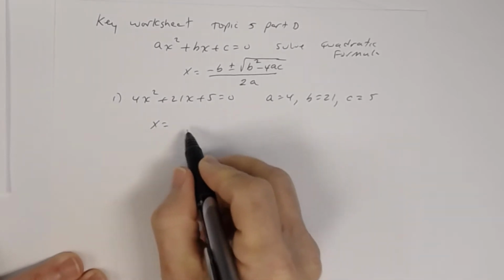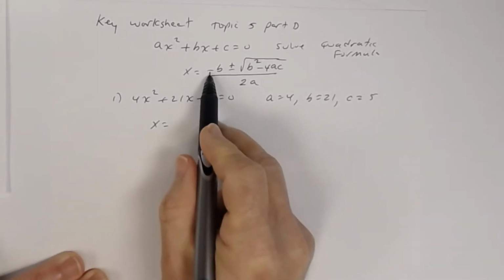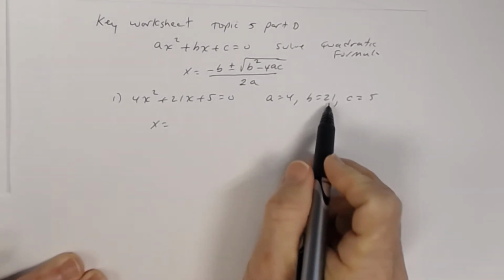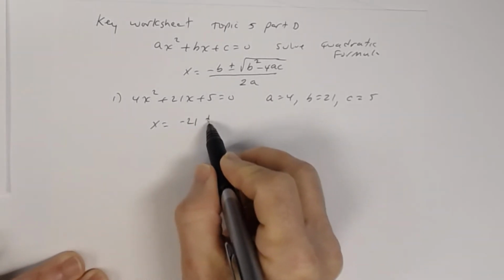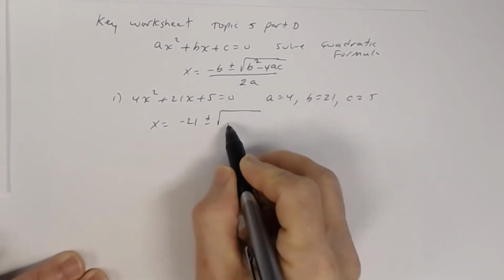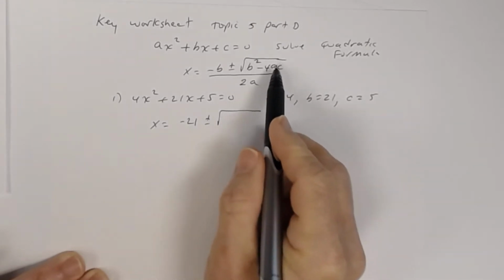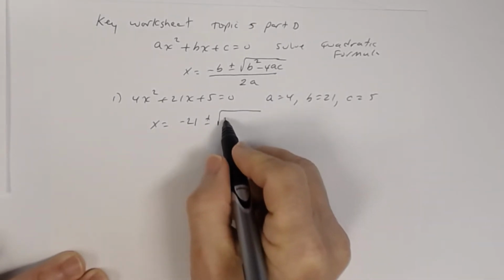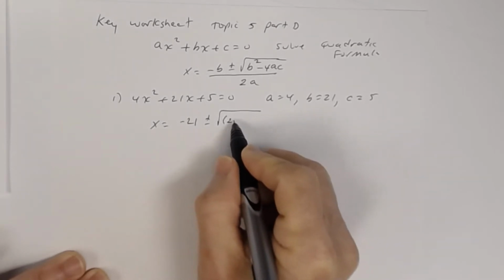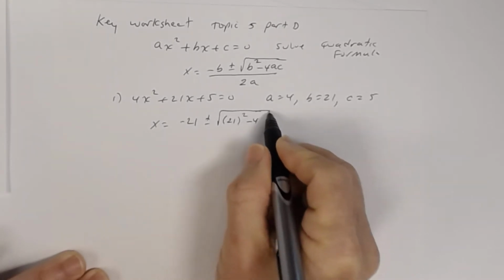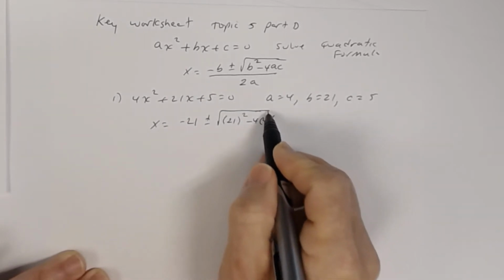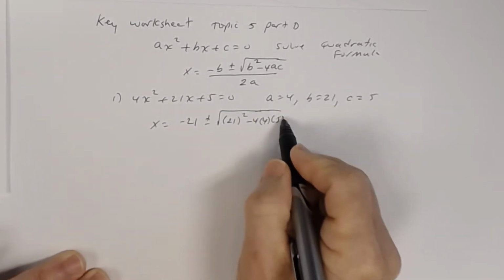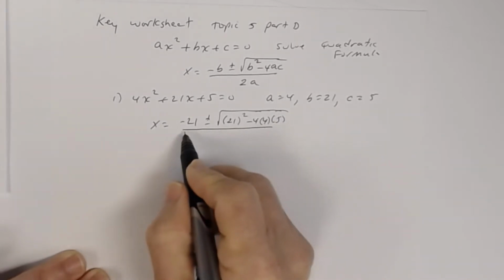So x equals, this says take the opposite of b. Well, if b is 21, the opposite of 21 is a negative 21, plus or minus the square root of b, and always put these values in parentheses. So in parentheses, you're going to say 21 squared minus 4 times a, which is 4, times c, which is 5. Make sure you say all of that.